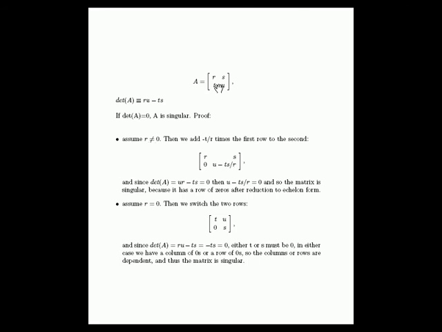If R is equal to 0, that means you have to switch the two rows. So now you have the 0 here, and the determinant is RU minus TS, but since R is 0, that's just minus TS. And if the determinant is 0, that means either T or S is 0. If T is 0, you have a column of zeros. If S is 0, you have a row of zeros. In either case, the rows or columns are dependent, and it's a singular matrix. So for a 2 by 2, the determinant tells you whether or not the matrix is singular.